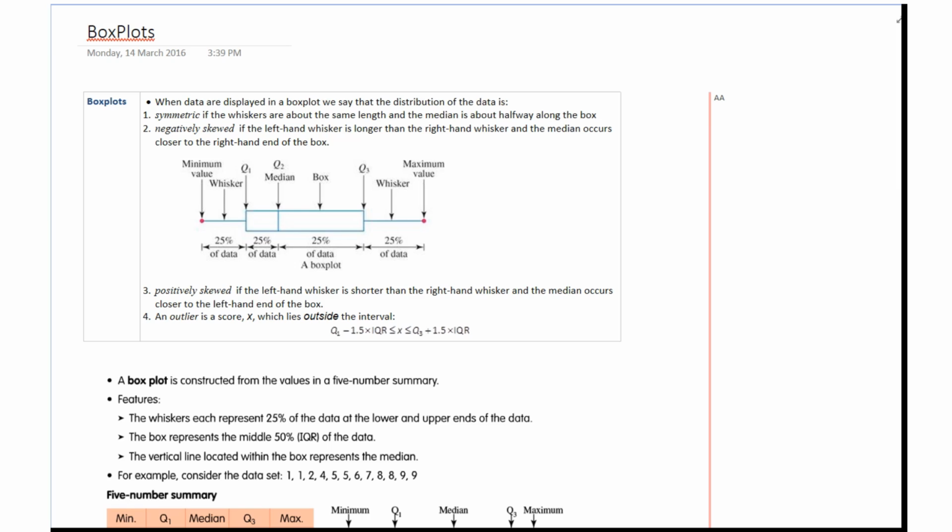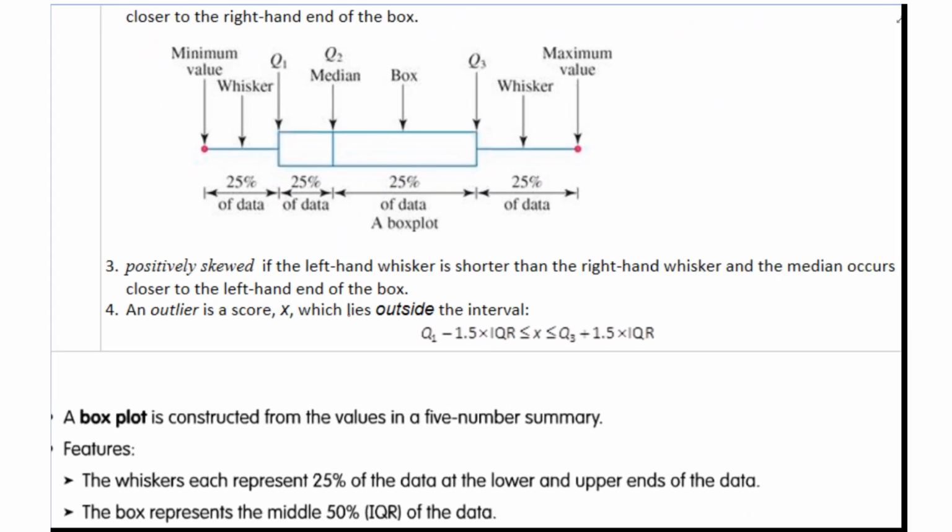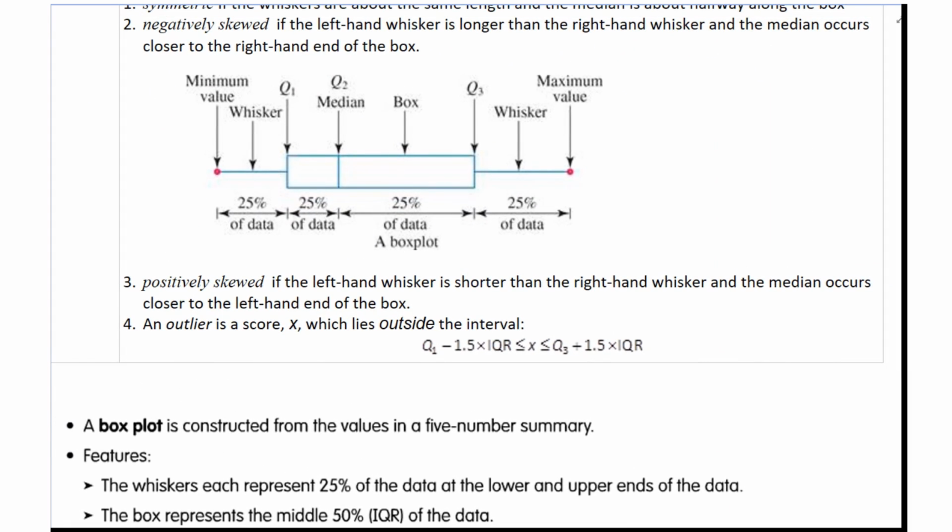The Boxplot is constructed from the values in a 5-number summary. And just in case you don't know what a 5-number summary is, it's the minimum value, Q1, the median, otherwise known as Q2, Q3, and the maximum value. That's my 5-number summary. Let's write that here. 5-number summary, just to keep in mind what it is.